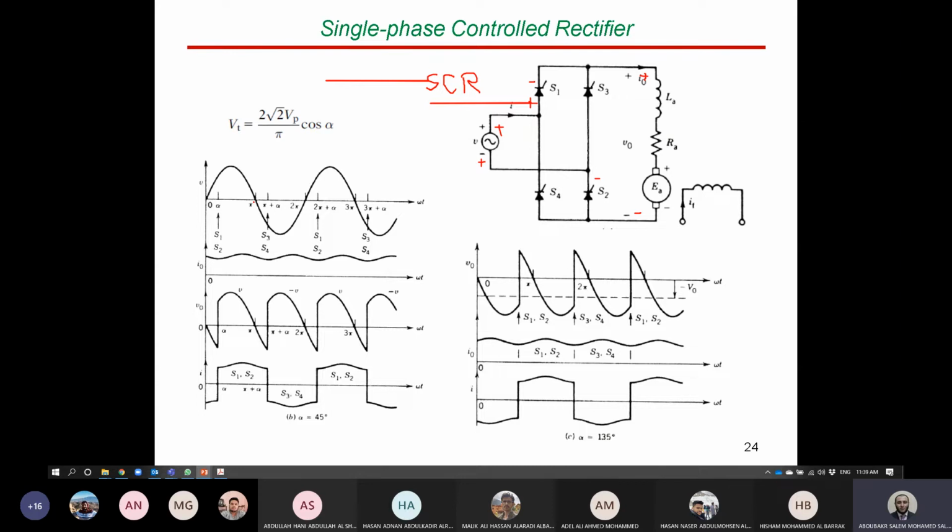Fired means turned on. So the circuit is called the firing circuit, which is used to provide the pulse to S1. Of course, this circuit is not given here. In order to control any power electronic converter, guys, we have two main circuits. One circuit is the power circuit, which is the drawn circuit here. Another circuit which is not drawn is the control circuit. In case of a thyristor, it's called the firing circuit. In case of an IGBT or MOSFET, it's called the driving circuit. And these control circuits are not drawn in the power circuit here.